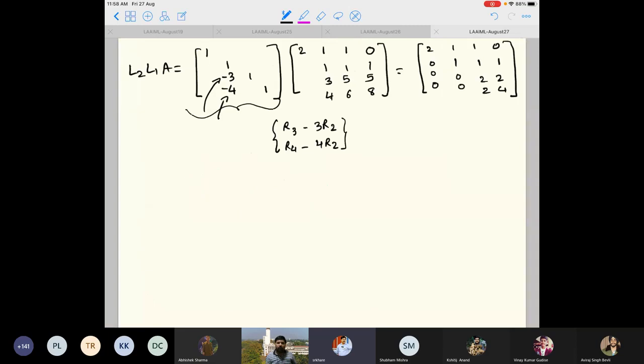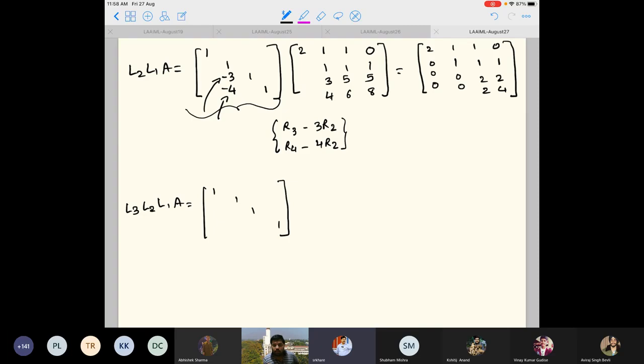Similarly, you can compute L2. Now L2, L1A is this matrix. Now you tell me what should be the matrix L3. Now you understand how I am constructing this. So you tell me what is the matrix L3. 1, 1, 1, 1. So what is the matrix L3 that you will get now? Are you following what I am doing?